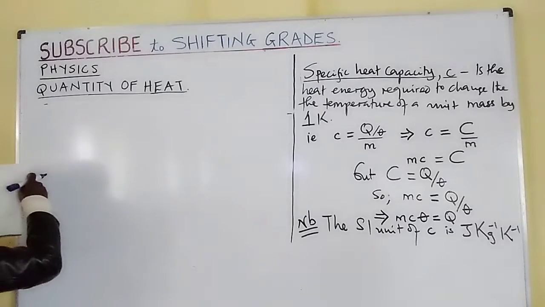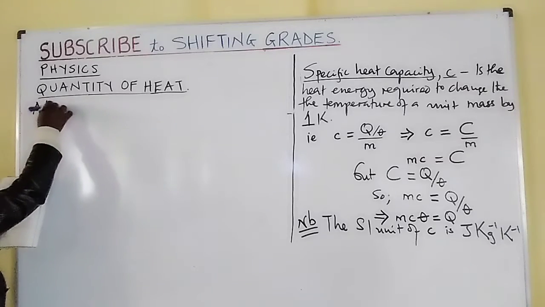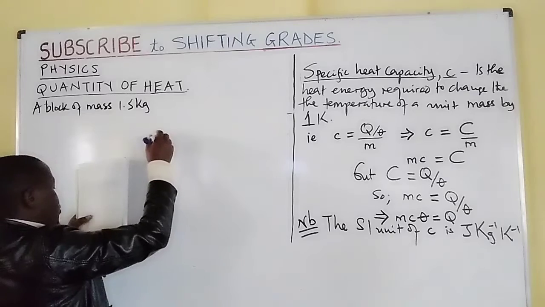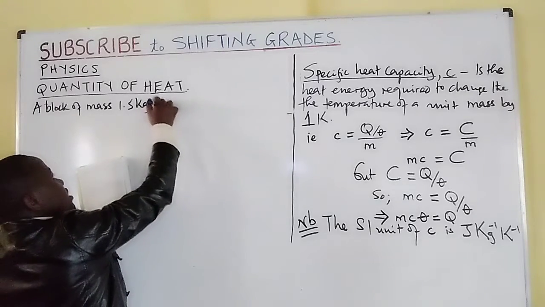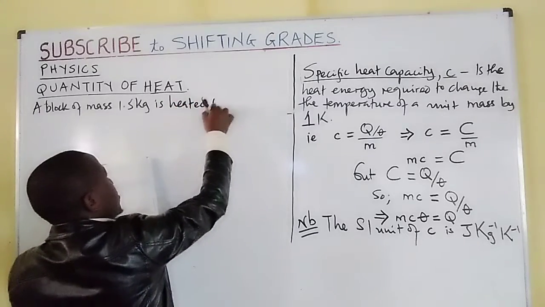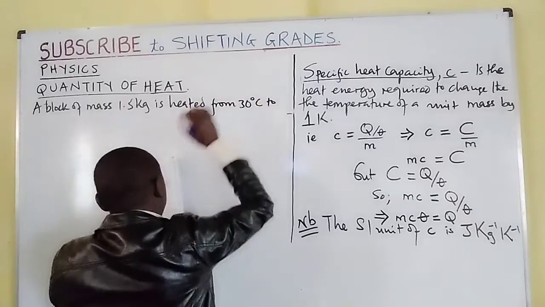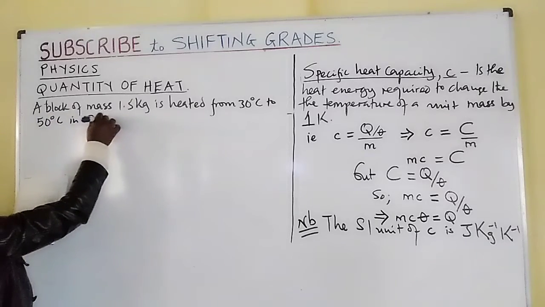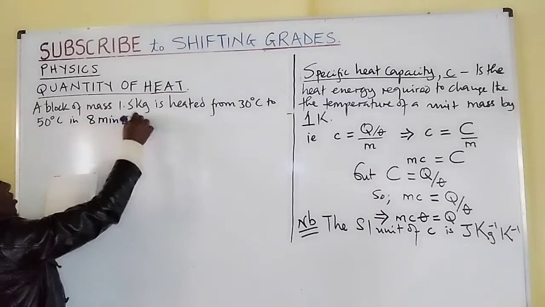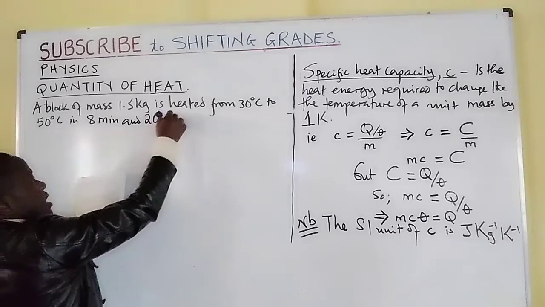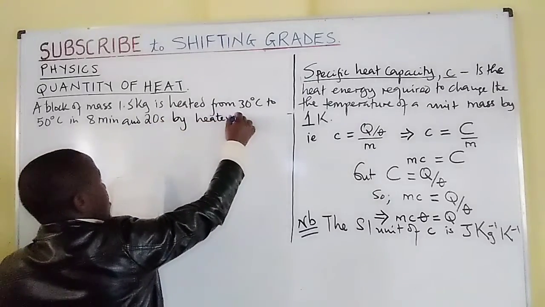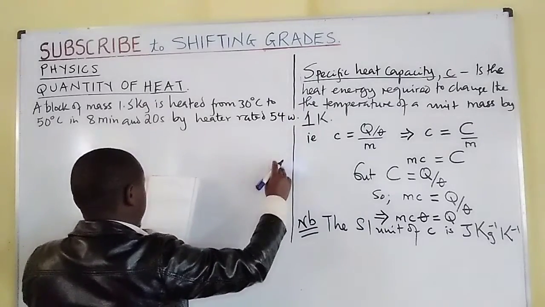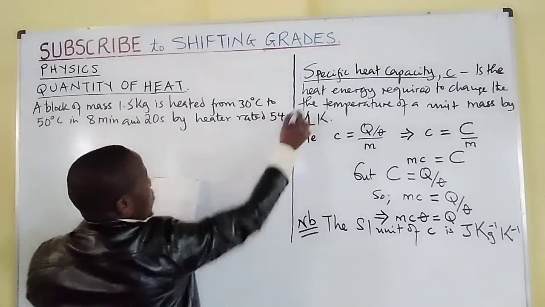This question for us: a block of metal of mass 1.5 kilogram, which is suitably insulated, is heated from 30 degrees Celsius to 50 degrees Celsius in 8 minutes and 20 seconds by an electric heater rated 54 watts. Capital W, 54 watts.